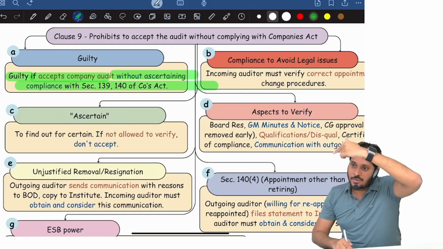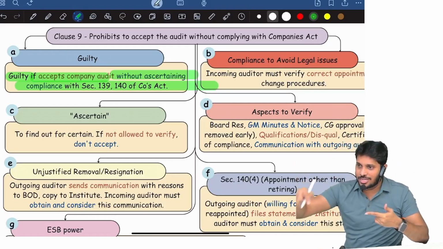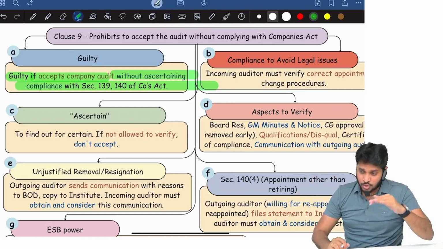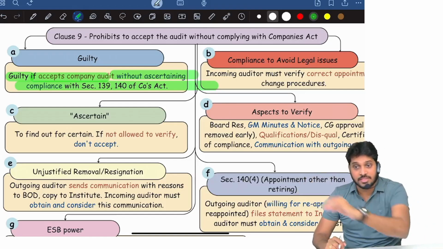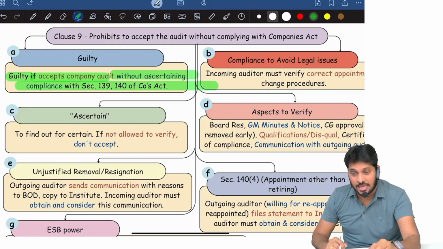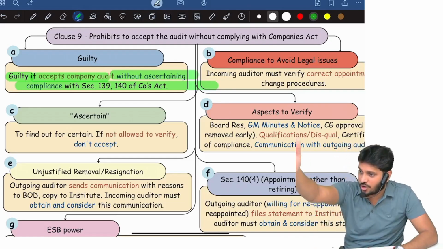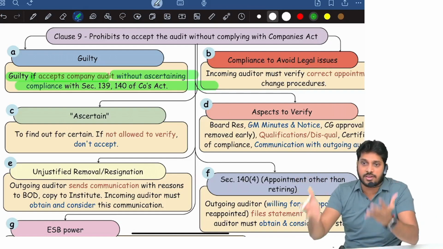Point 3, ethical requirements. Ethical requirements means what? Nothing but law, regulation, code of ethics, everything you need to check before you accept an engagement. So if you are accepting the audit of a company without verifying Companies Act provisions, blindly, where your appointment itself is wrong, you are first guilty, because the client is not aware of all this. Only you are the service provider.